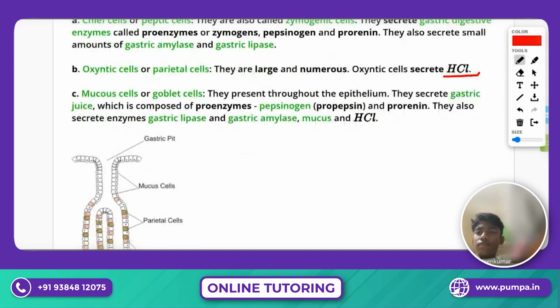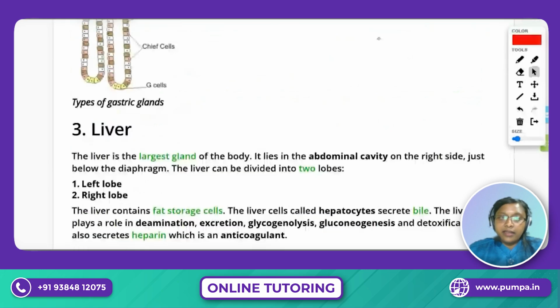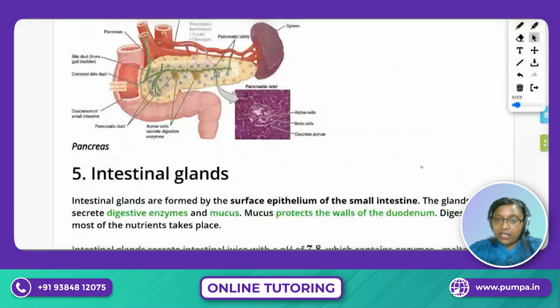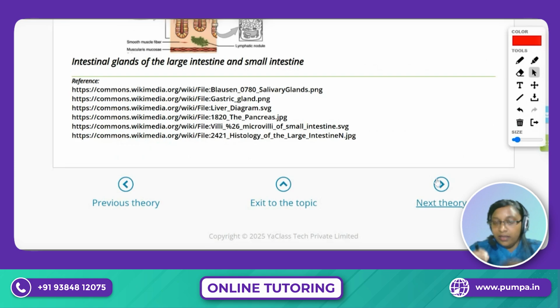And next to that, the mucus cells or goblet cells will be producing the gastric juice, and next to that they will be producing the mucus too. Okay, so mucus. And we will learn about the protein digestion, how it is happening in the stomach.